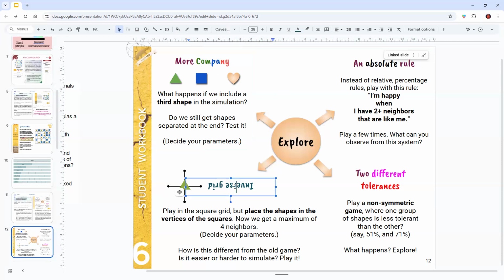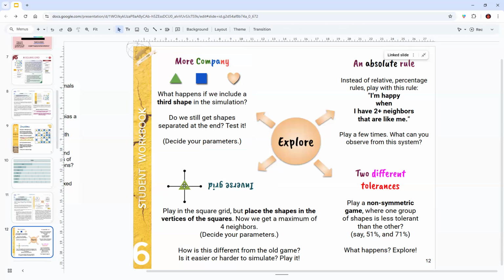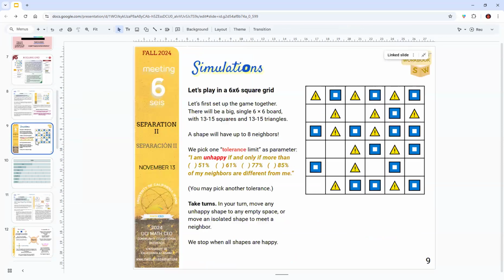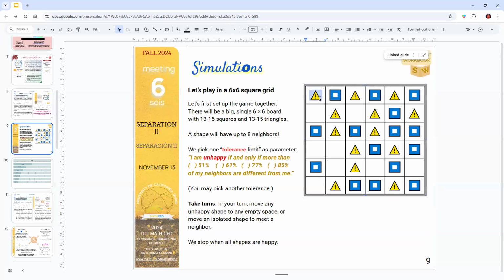The second is called inverse grid. It's pretty fun. You just put the shapes in the intersections of the grid. So now you actually would have this triangle line here, for example.